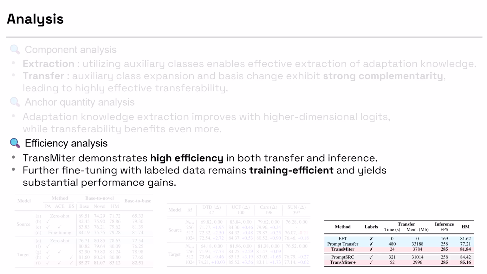In terms of efficiency, TransMiter is highly efficient in both adaptation transfer and inference, introducing minimal overhead compared to baselines. Moreover, when combined with a small amount of labeled data, additional fine-tuning remains training efficient and yields substantial performance gains, effectively maximizing the capacity of strong models.